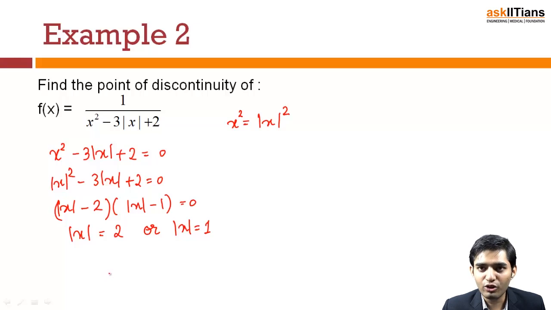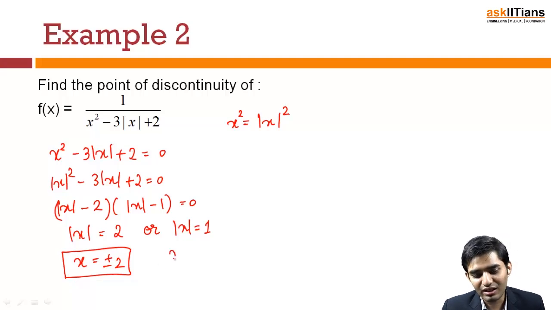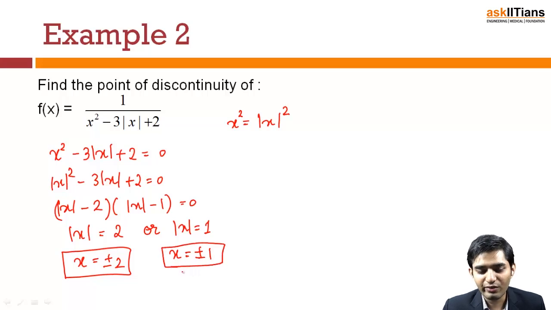If mod x is equal to 2, what should be x? Mod x is equal to 2, then x can be either plus 2 or minus 2, because mod of minus 2 is also 2 and mod of plus 2 is also 2. And if mod x is equal to 1, what is x? x is either plus 1 or minus 1, plus or minus 1. So if I am opening the mod, it will become plus minus. Mod x equal to 1 means x equal to plus minus 1, and mod x equal to 2 means x equal to plus minus 2.